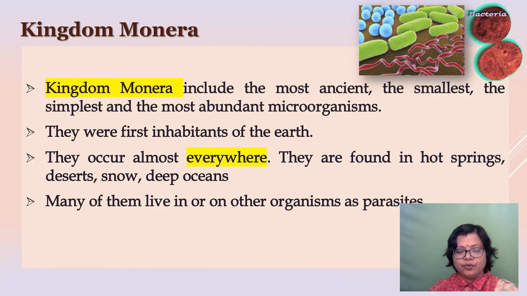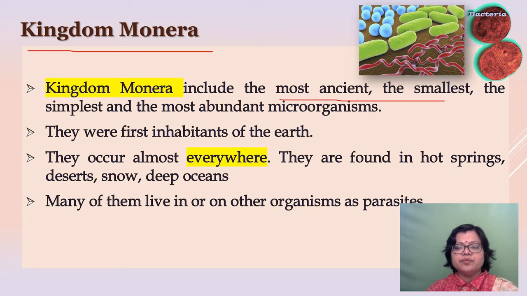In this video and in my next video, I will discuss Kingdom Monera, Archaebacteria, Eubacteria, Cyanobacteria, Mycoplasma, right? Let's get started. Kingdom Monera. This kingdom includes the most ancient, smallest, simplest organisms.